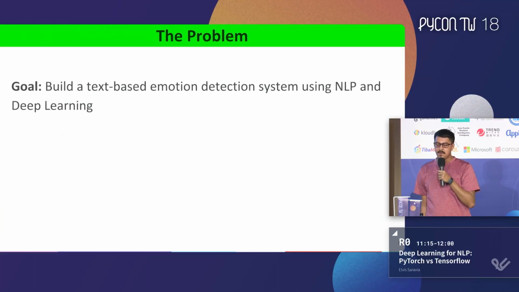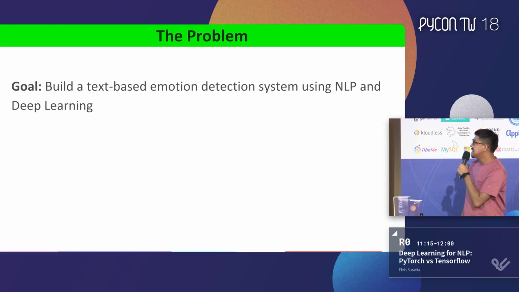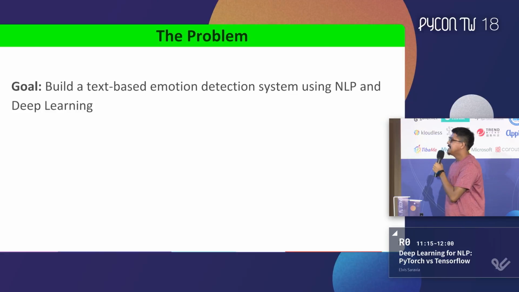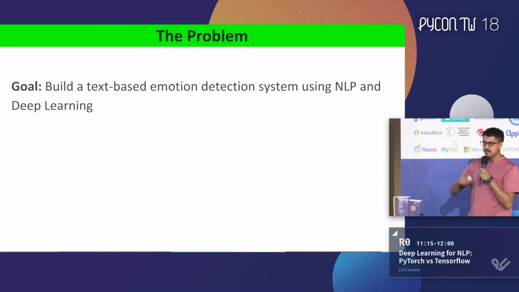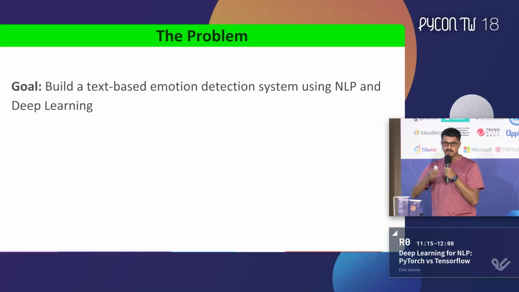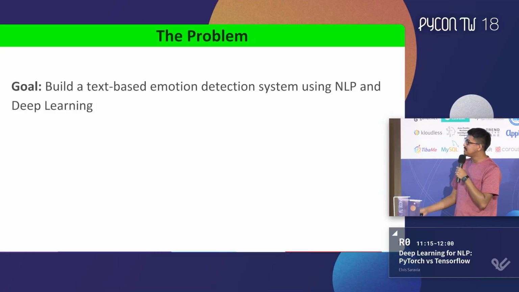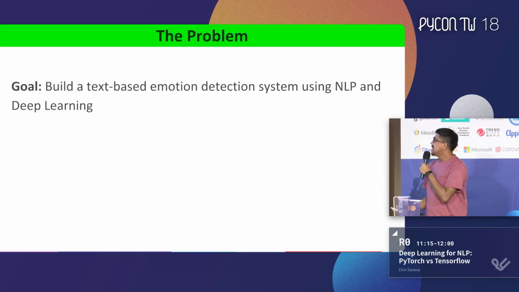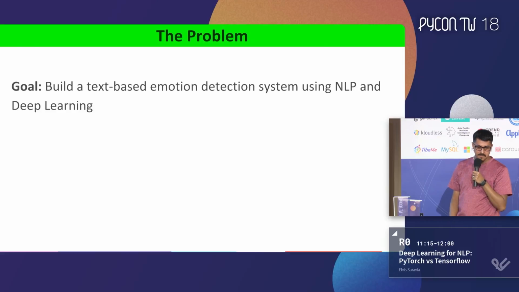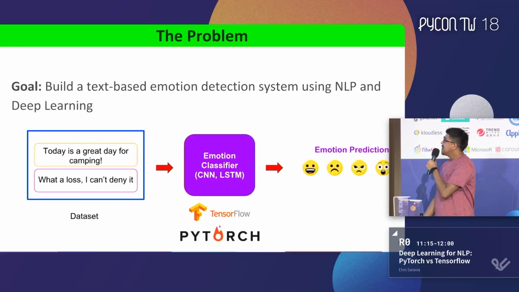The problem here that we want to address is to build a text-based emotion detection system using NLP and deep learning. So we used machine learning before. We used very simple techniques to do emotion recognition, and we used various different modes like videos and images. But how do we use NLP and deep learning? That's the question I aim to address here.